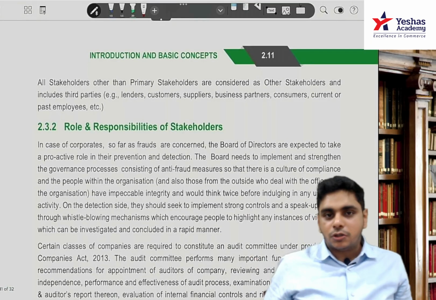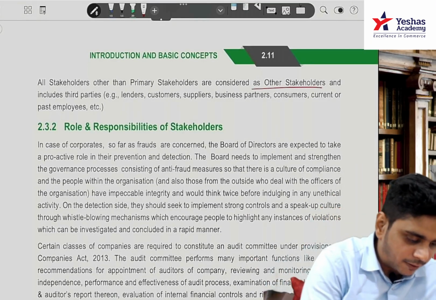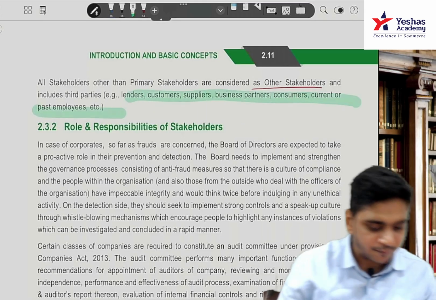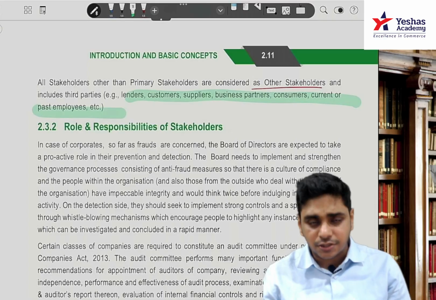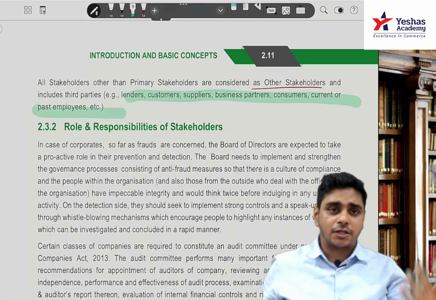Now, all stakeholders other than primary stakeholders are called what? Other stakeholders. For example, lenders, customers, suppliers, bankers, consumers, and current or past employees are called other stakeholders. So they can use these words and make an MCQ question: which are the primary stakeholders, which are the other stakeholders.